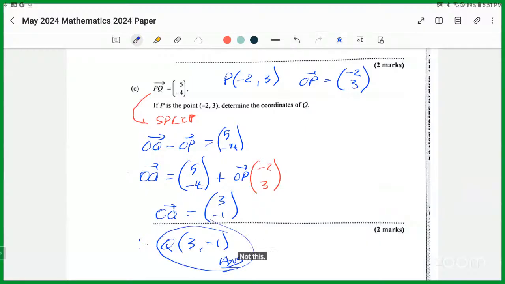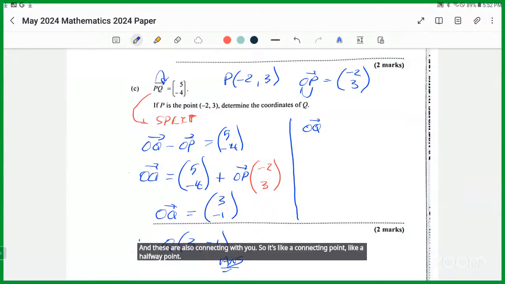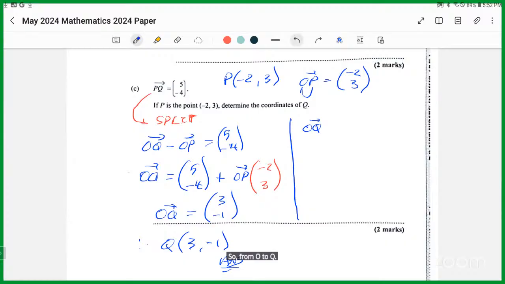This is coordinates. Another way to do it is to say, okay, since I want to find Q, right? And I want to find OQ, and I have OP. And I also have PQ. So I can say P is really connecting the O, and P is also connecting the Q. So P is like a connecting point, like a halfway point. So to go from O to Q, what we can do is go from O to the intermediary point P first, like the connecting point P. And then from P, we go from P to Q. So we can do that.